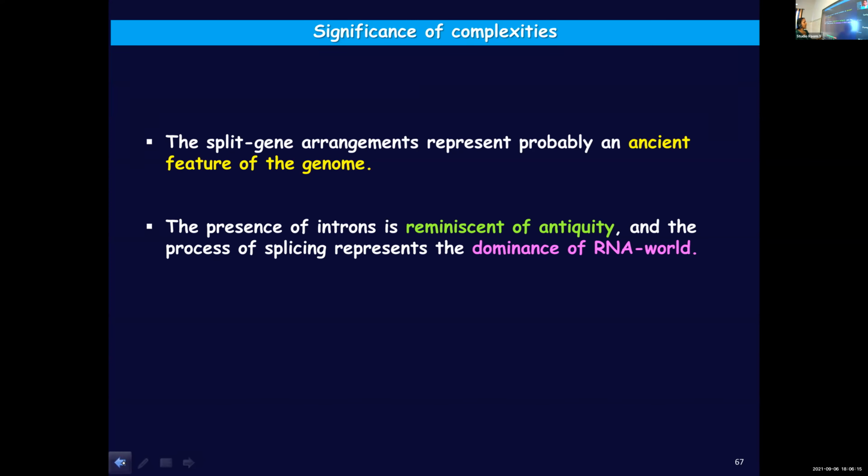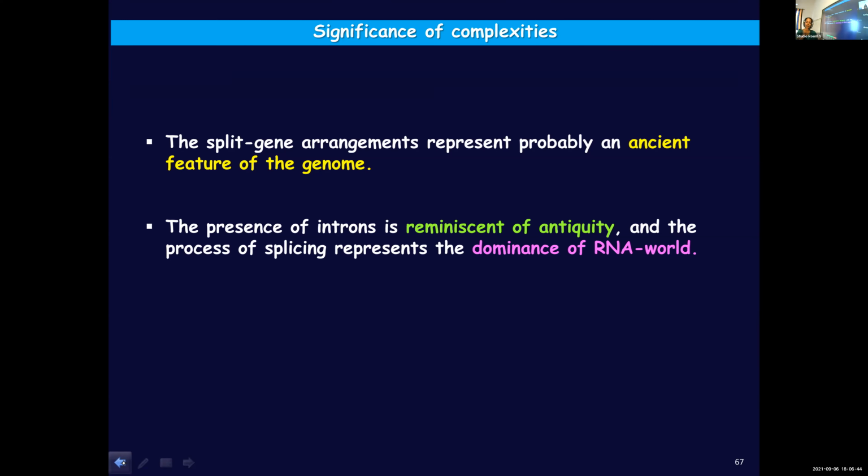Any doubt in that statement? Ma'am, could you explain it once? Okay. See the split gene arrangement. Split gene arrangement means the genes are split. How the genes are split? Exons are split or separated by means of introns. And you know the coding sequences are only exons. And the unwanted or interruptive sequences are introns.